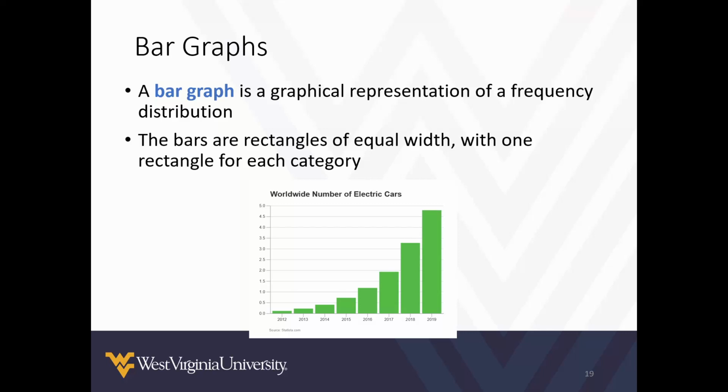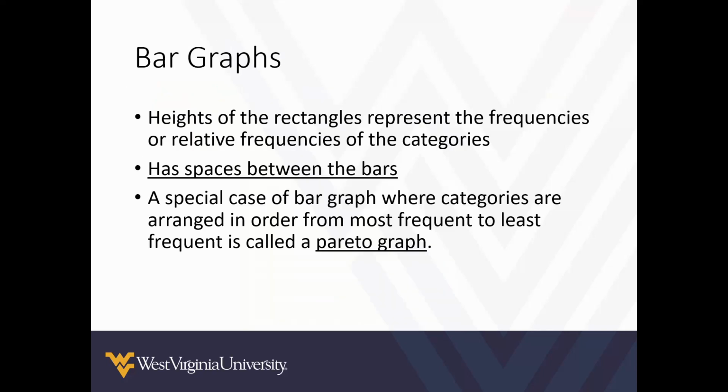And as you can see, we have an example with the worldwide number of electric cars from the year 2012 to 2019. Again, notice that each bar is of equal width. There is a space between each bar, and each bar represents its own individual category. I'm assuming you are pretty familiar with bar graphs at this point in your education. One thing to be aware of, again, heights of the rectangles represent the frequencies or relative frequencies of the categories. Most important for you to understand with a bar graph is that they do have spaces between the bars. That'll become important here in a few minutes.